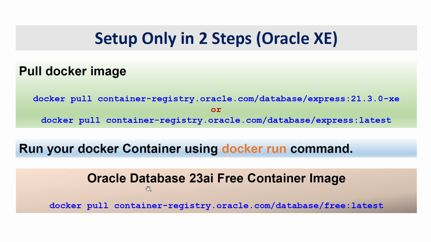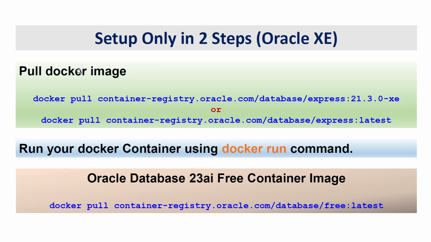Now, if you don't want to use the Express edition and you want to use 23ai, which is the latest Oracle database version available, and the free container image, to pull that you can use docker pull, again this container location of the Oracle container registry and database free latest. Once the database image has been pulled, you can use the Docker run command to run that particular Docker image.